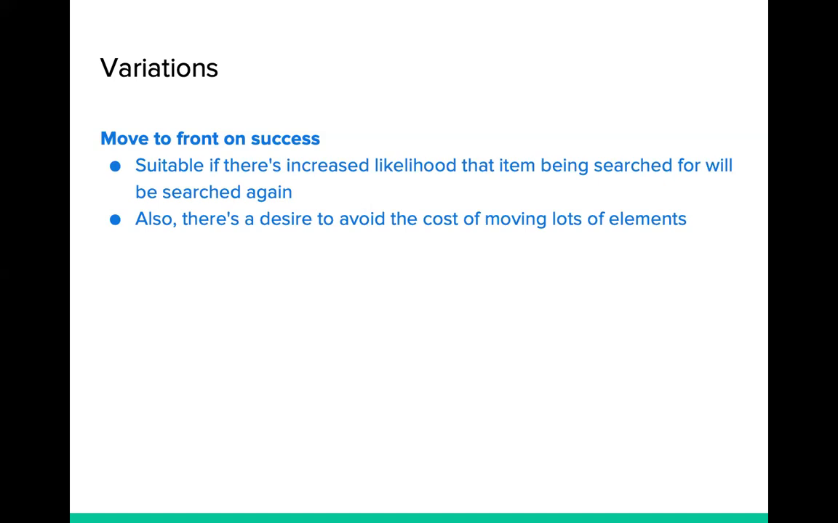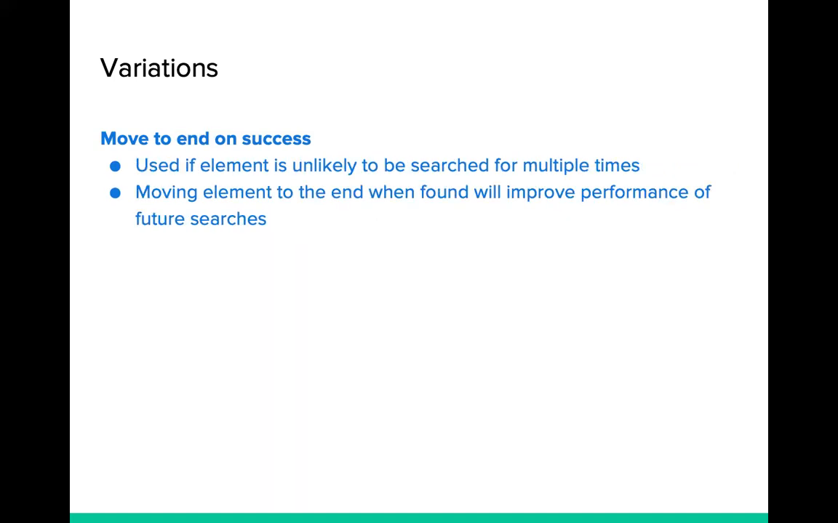Okay. Also, there's a desire to avoid the cost of moving lots of elements, so we can move to end on success. This is used if an element is unlikely to be searched for multiple times. For example, we have the number 0, and we notice that the number 0 is not often looked for or searched for. So we can move the 0 to the end of the list. Moving the element to the end when found will improve the performance of future searches. In the next video, we are going to discuss binary search.